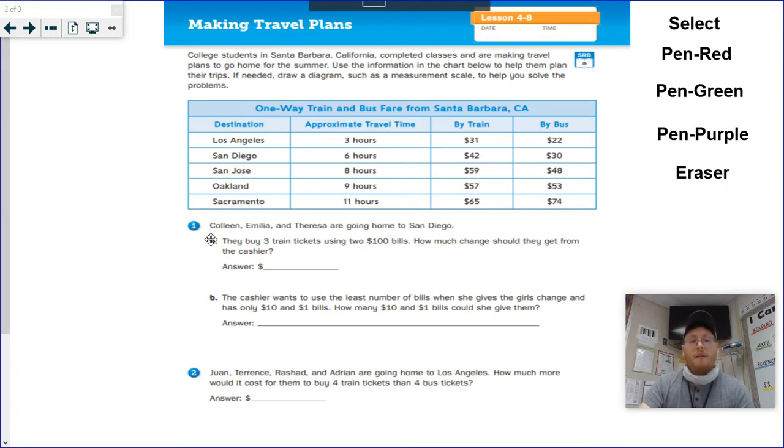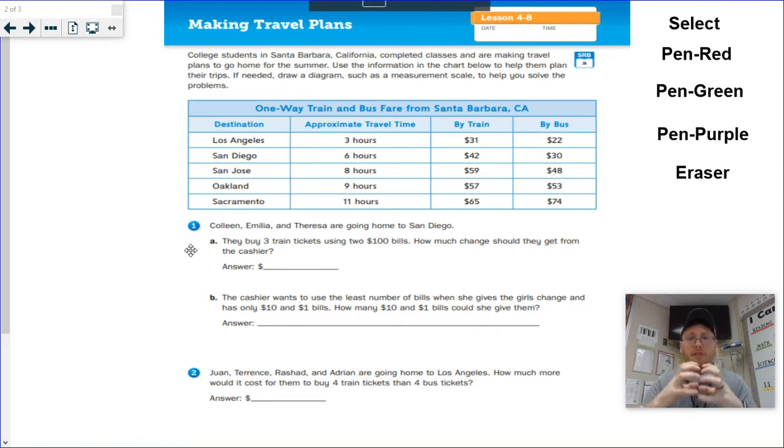So number 1, we have an A and a B. So let's start with A, and then we'll go on to B. Colleen, Amelia, and Teresa are going home to San Diego. They buy 3 train tickets using 2 $100 bills. How much change should they get from the cashier?